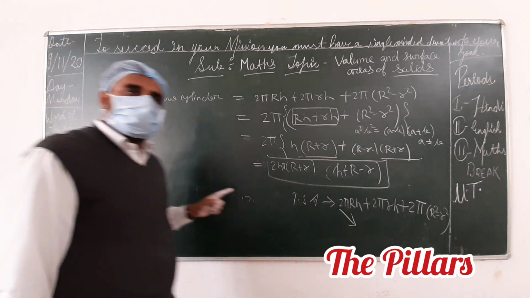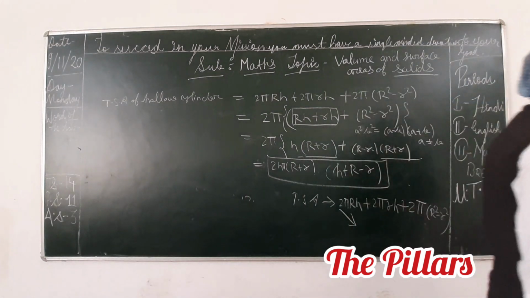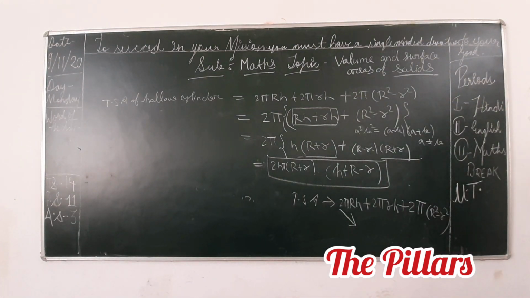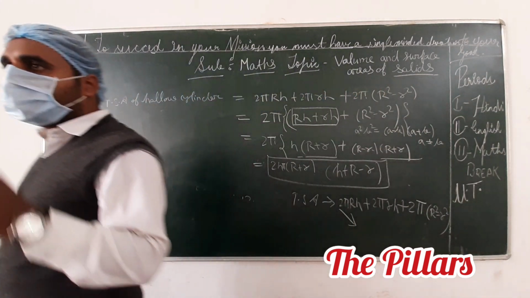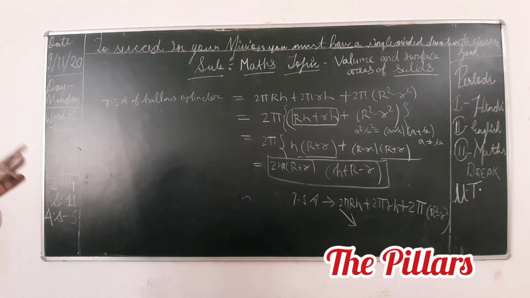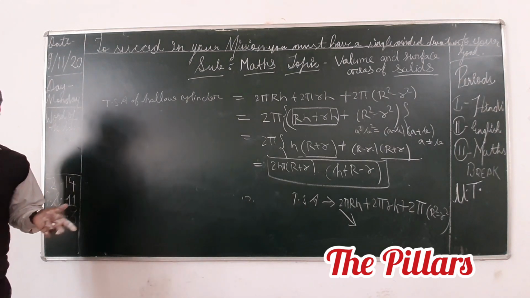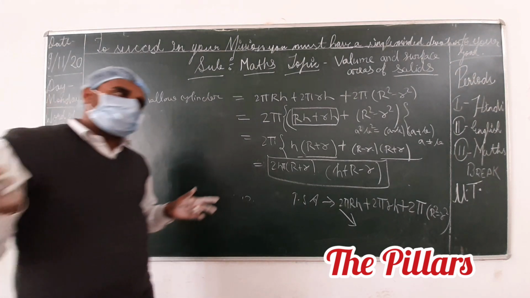Anyone have any doubt? Now we have to start solving our exercise. If anyone has any doubt, then you have to clear your doubts. You have to ask questions about this formula: how to generate this formula, why we use it, and where we have to use it. Anyone have any doubt, then please ask.